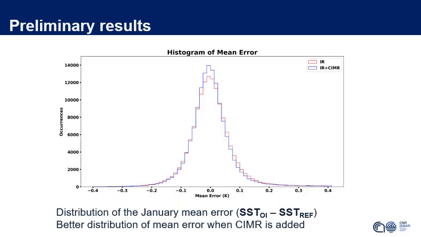This is the histogram of the January mean error, that is the difference between optimal interpolated and reference SST. The blue histogram is the one obtained including CIMR in the algorithm and provides a better error distribution compared to the infrared-only red histogram.